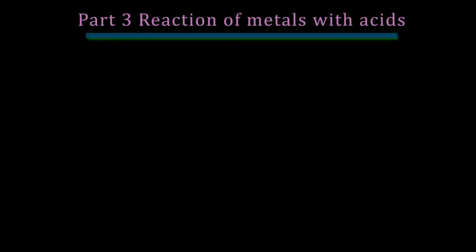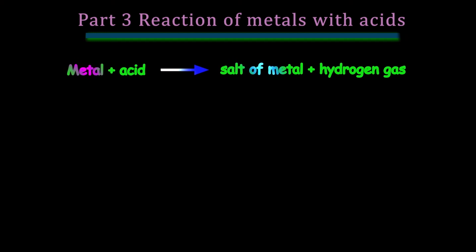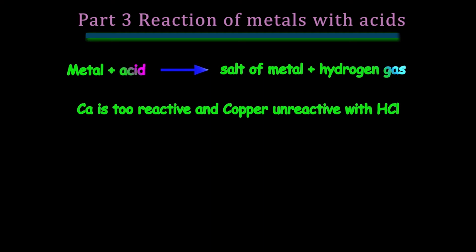Part 3 is the reaction of metal with strong acids. The general equation for metal reacting with hydrochloric acid is given here, where the product is a water-soluble salt of the metal and hydrogen gas. For this part, calcium is way too reactive and will not be used.